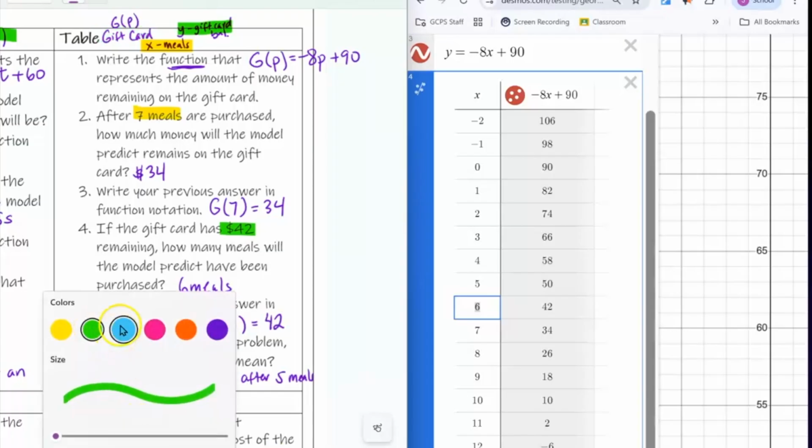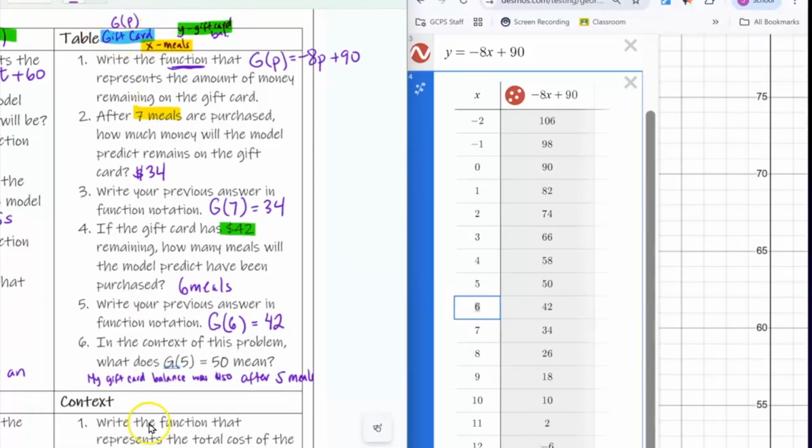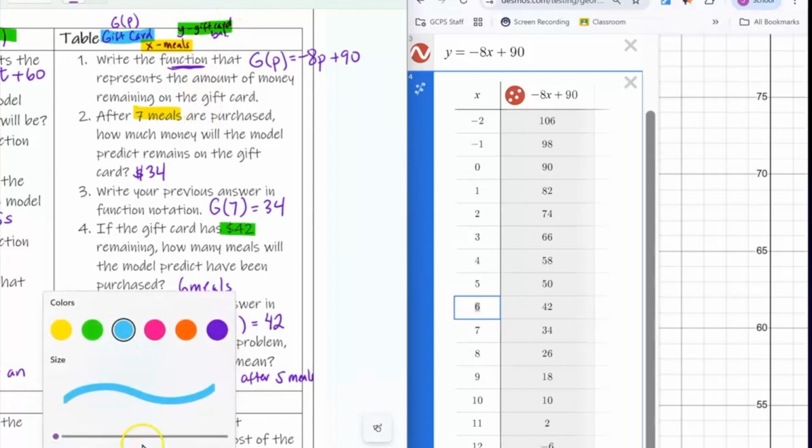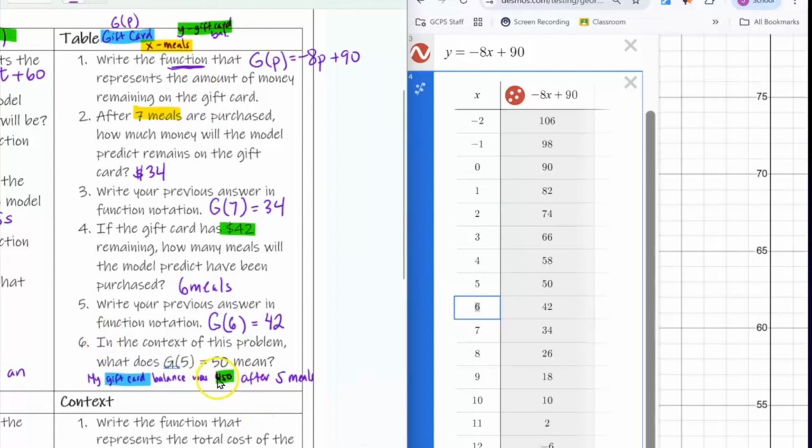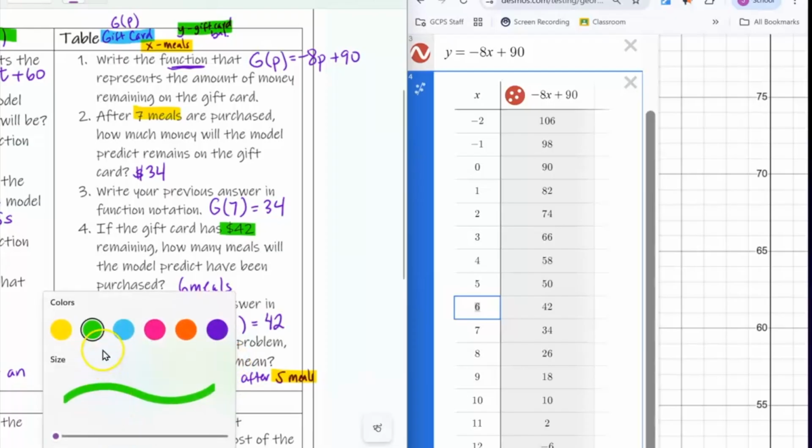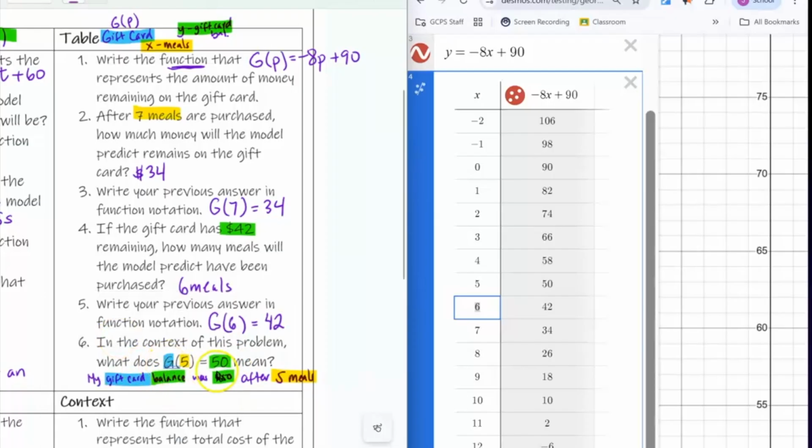I want to color code this so that you can start to see the difference. I need 3 pieces of information. Gift card is my name. The balance was $50, and balance is green. Look, I used the word balance. And finally in yellow, the X is the meals. I used the number with the meals. Did I use the X? I did. Did I use the Y? I did. Did I use the name? I did. So make sure that when you're writing this, it has all the information that is needed.